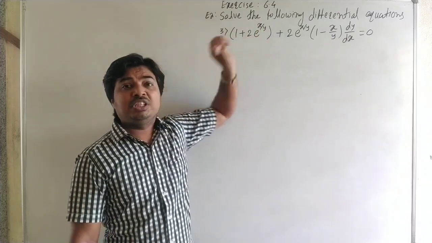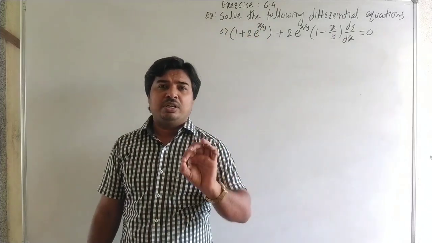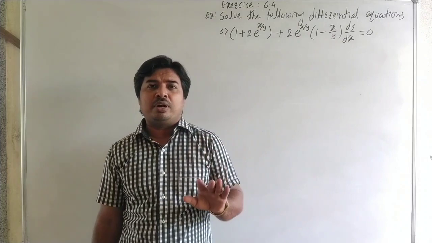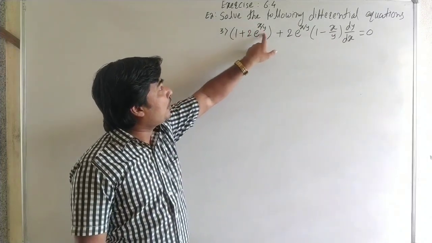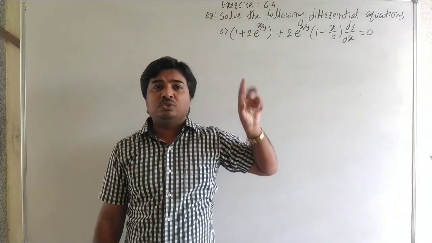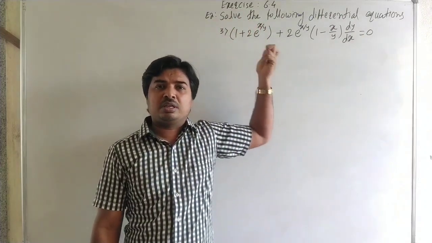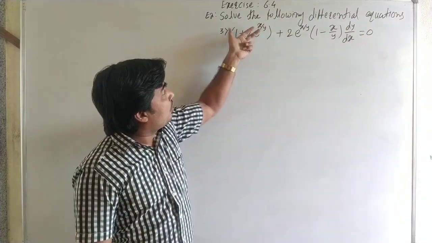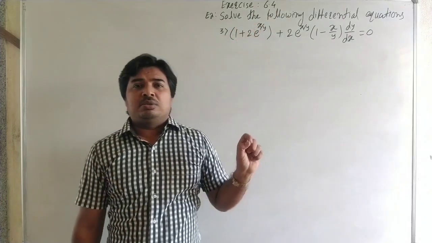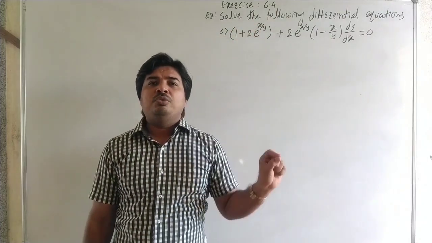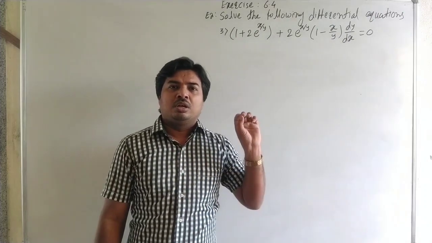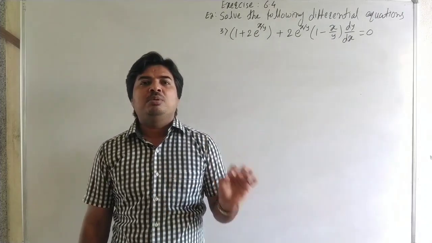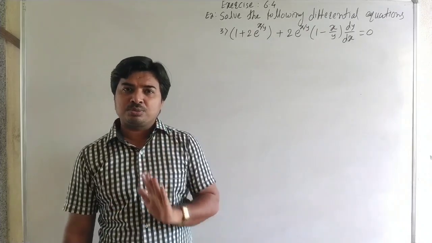by y, e raised to x by y. It is not a function of x only or a function of y only. It is one variable, but here there are two variables in the power of e raised to x by y, that are x and y. Now we reduce these two variables to one variable by using a substitution. It is a method of reducing to the variable separable form by using substitution.